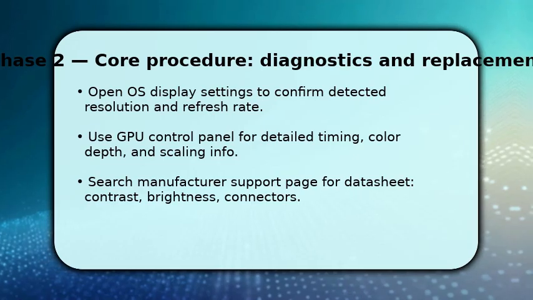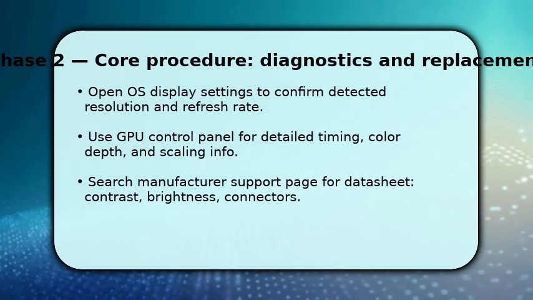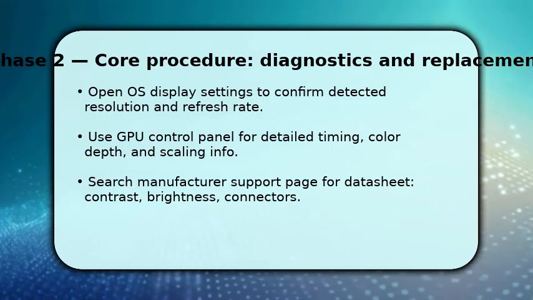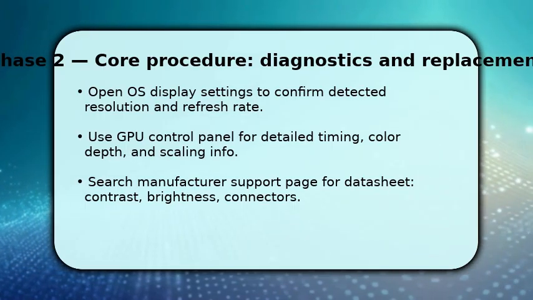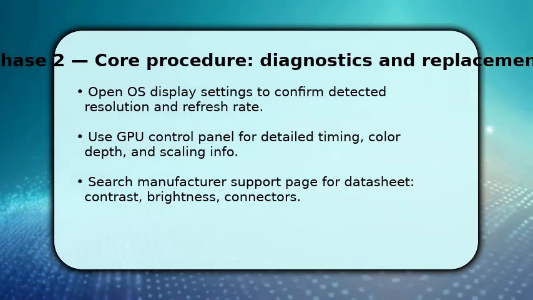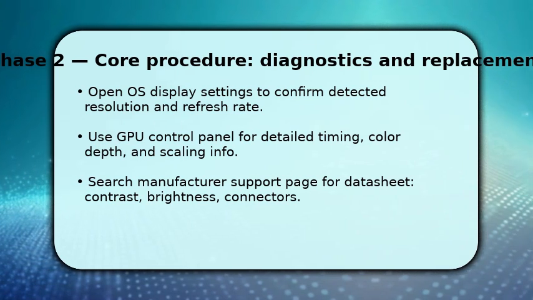After that, visit the manufacturer support or product page to download the datasheet. It lists contrast ratio, brightness in cd/m2, panel type, and exact connector versions. Combining system readouts with official specs gives a complete picture.